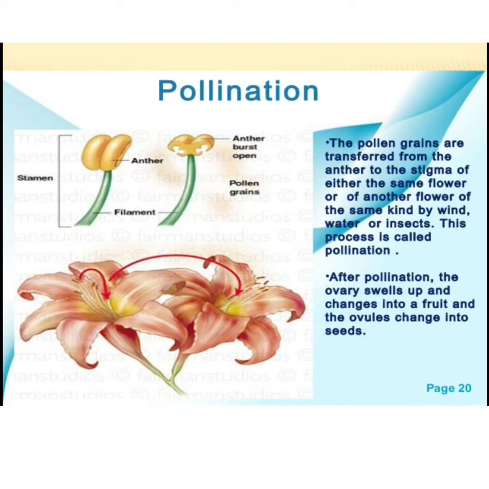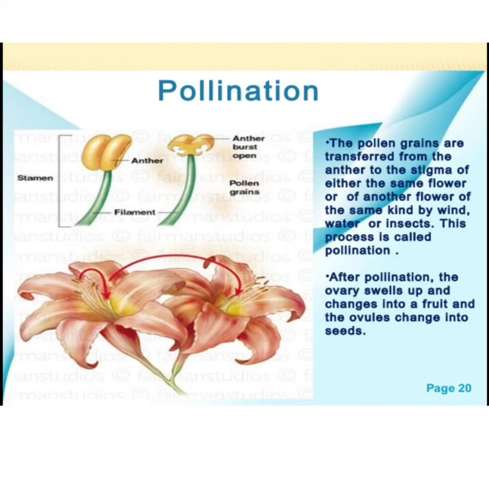Listen students, what happened? We all know that pollen grains are present in the anther. So when they burst out, these pollen grains go to the stigma of the same flower or to the stigma of another flower of the same kind, by which agent? By the help of wind, by sticking to an insect's body, or by the help of water. So this process of transferring pollen grains from anther to stigma is known as pollination.